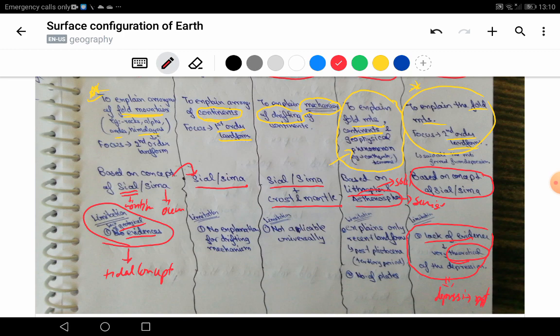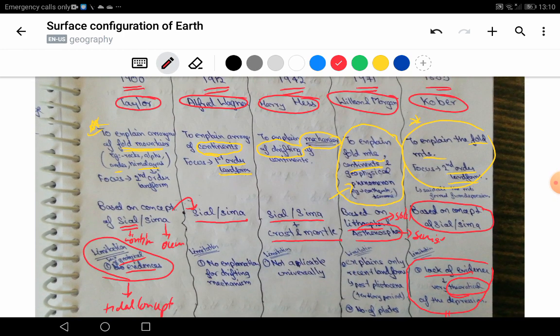Then we come to Wegener's continental drift theory. In this he explained that the mountains were created, continents were created, and how drifting occurred. But why the drifting was occurring was not explained. The mechanism of why the drifting happened was not there. The main part, the mechanism, was not given.